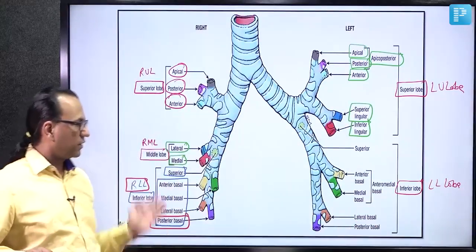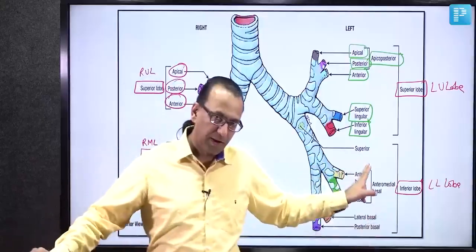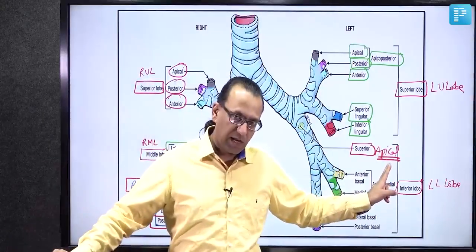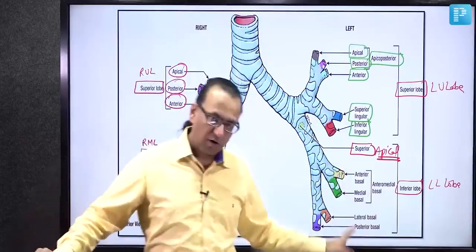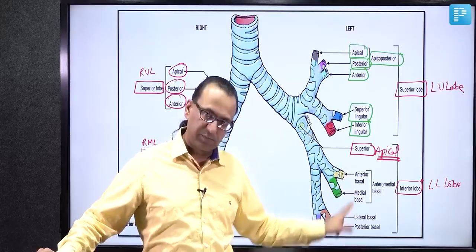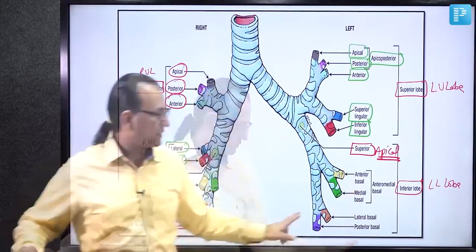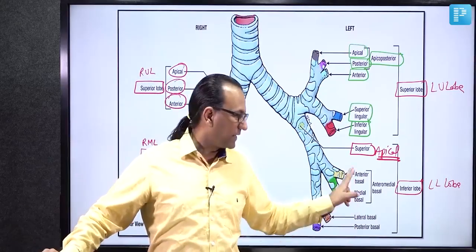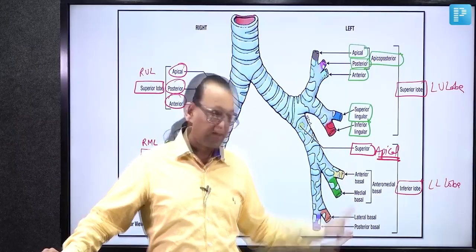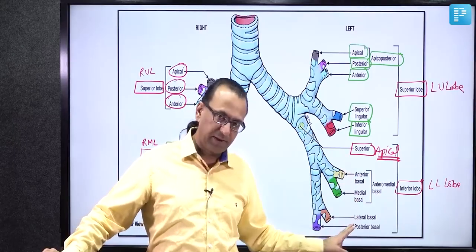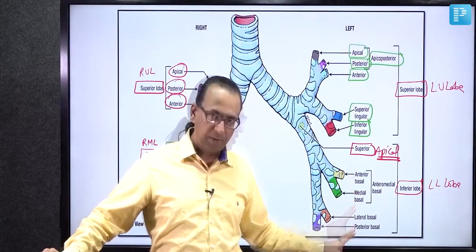Obviously, you have 5 here, which are 1 superior, also called apical, and 4 basal. And the basal are called anterior basal, posterior basal, medial basal, and lateral basal. But as I suggested, in Gray's Anatomy we will find in the left lower lobe there are only 3 basal, usually in the population.